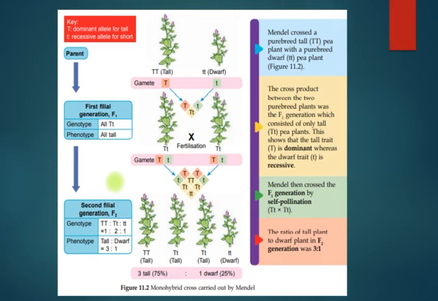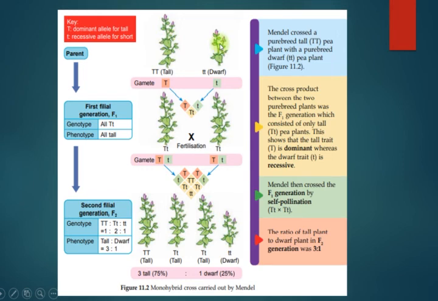Okay, so I hope you can understand. Please go through the monohybrid inheritance again. So what is monohybrid inheritance? It involves the inheritance of one characteristic. In this diagram, we can see only one characteristic is studied here. What is the characteristic? That is the plant height. The plant height has two different traits. What are they? Tall and dwarf plant.